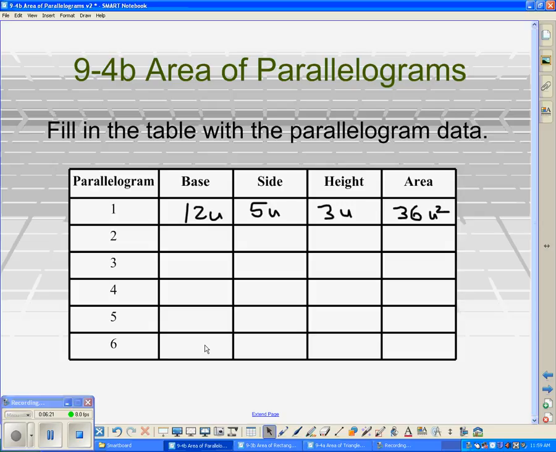When you're done with that, the next step is we're going to look at those values that you have and try to develop a formula based on the values that we found for our parallelograms. That's it for this section.